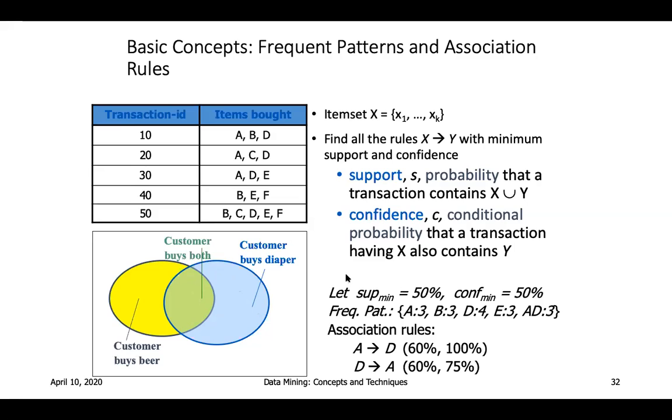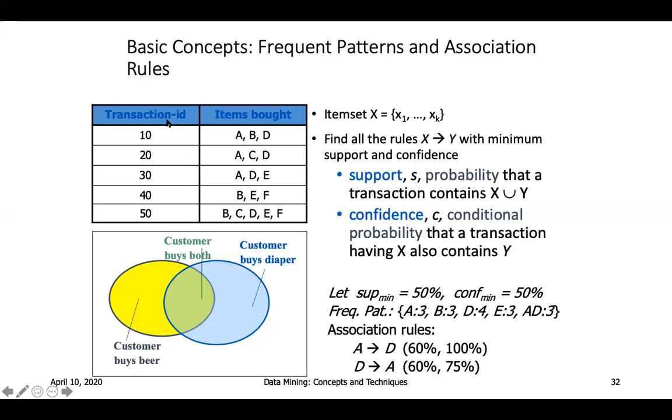Okay. So now confidence, C. It is a conditional probability that a transaction having X also contains Y. Now this is the probability. It is not certainty. Now let the minimum support value be 50% and the minimum confidence value be 50%, with the frequency of patterns as given.